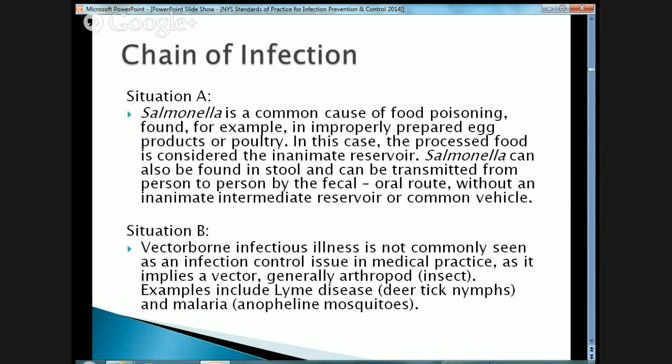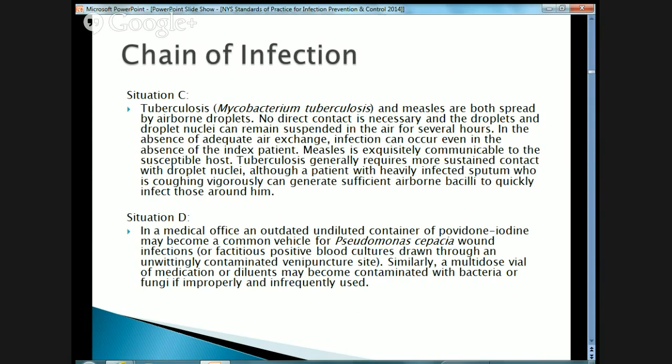Is it hand washing? Vectorborne is your Lyme disease, your ticks, your malarias, and all those. Those are usually not considered infection control, but they ask us to review it. My favorite, tuberculosis and measles, are both spread by an airborne mechanism. They're so light that they can float in the air. That's why we use negative pressure rooms or airborne isolation rooms. Those rooms are filtered 6 to 12 times, and the air stays in the room. In any other room, the air flows out of the room.